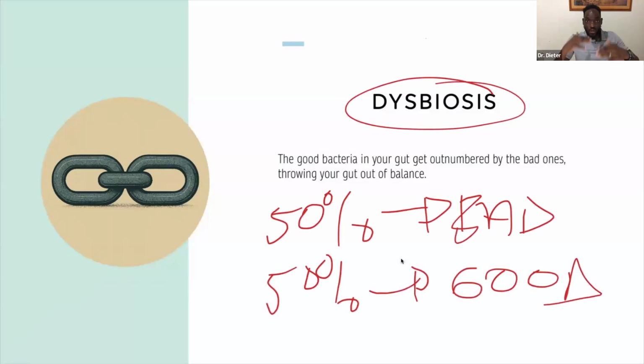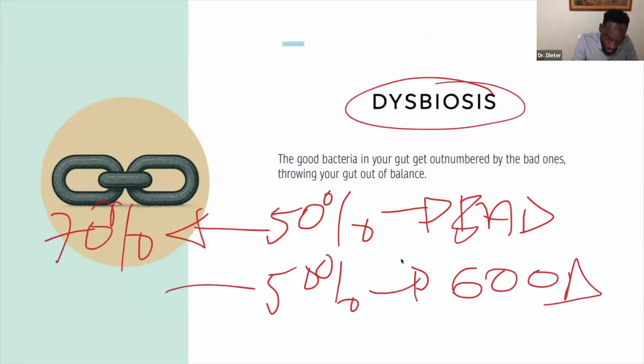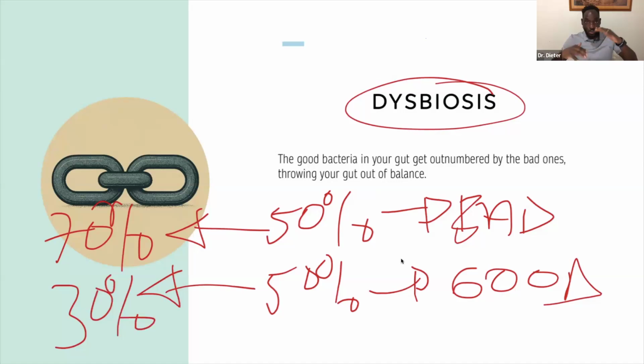Dysbiosis or microbiome dysfunction, or when we say that your gut is unhealthy, is when you now have an imbalance in the bacteria. The bad bacteria proliferate, maybe go to 70% at the expense of the good bacteria that go to 30%. An imbalance in that microbial population, you lose the 50-50 check and balance. The number one reason why that happens is a shortage of food.